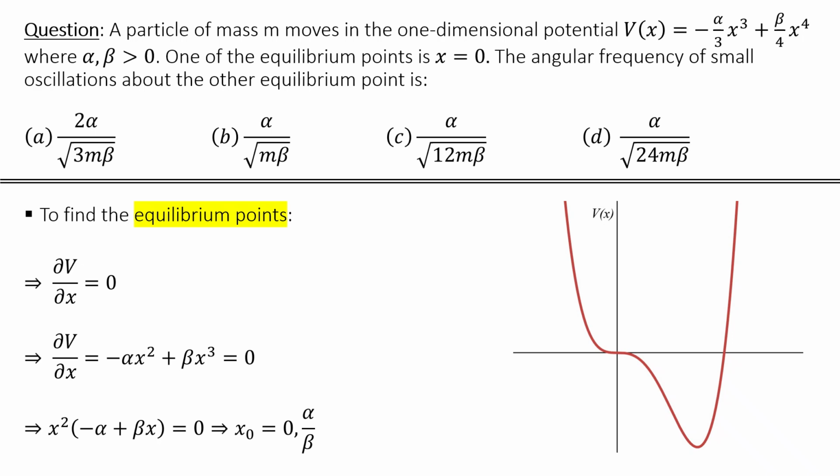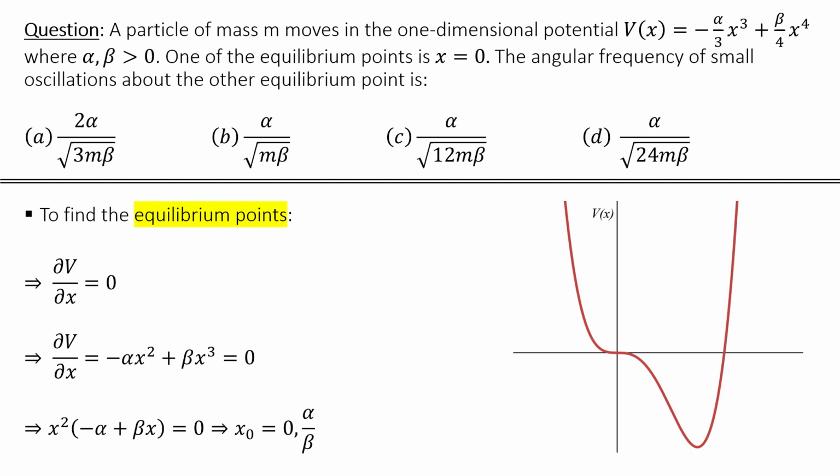Let's look at this question. A particle of mass m moves in the one-dimensional potential V(x) equals minus alpha by 3 x cubed plus beta by 4 x to the power 4, where both alpha and beta are positive quantities. One of the equilibrium points is x equals 0.